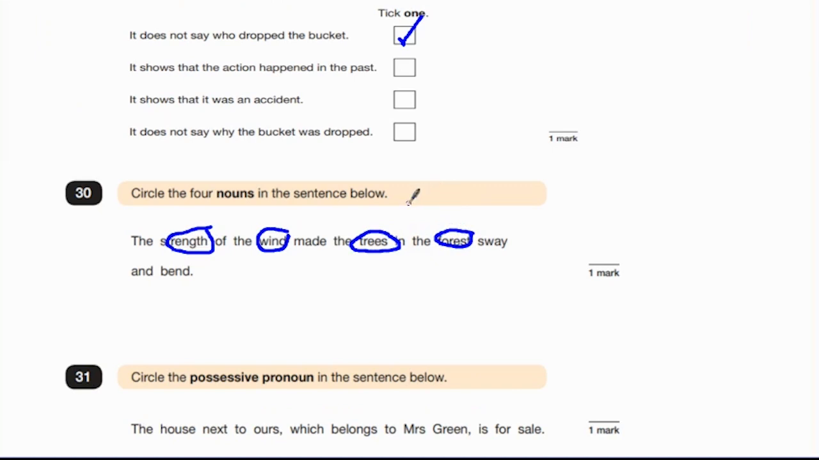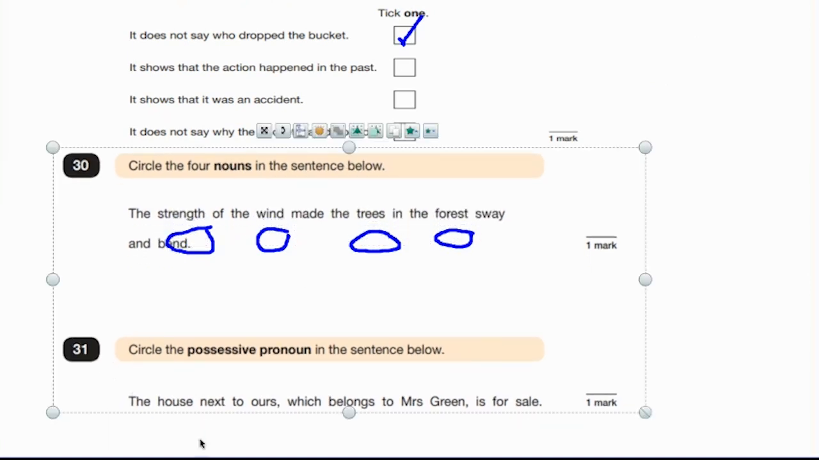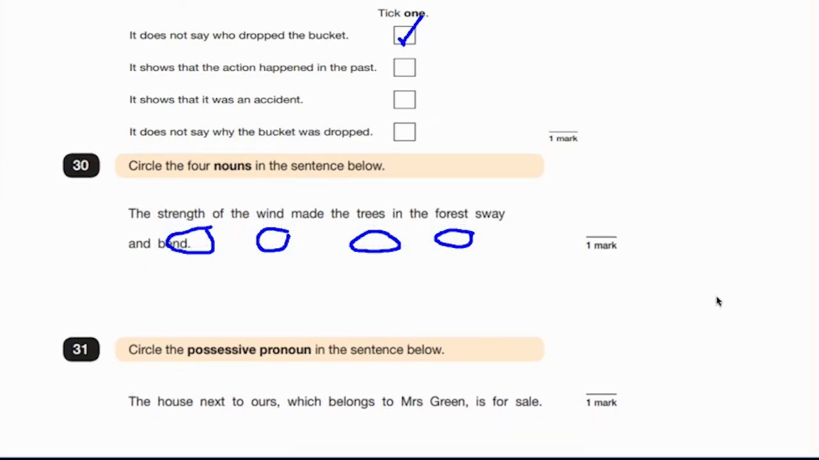Number 31, circle the possessive pronoun in the sentence below. So I'm going to have to make this a little bit bigger here. So the house next to ours, which belongs to Mrs. Green, is for sale. So I'm looking for a pronoun that shows that something belongs to someone. So here, I'm going to circle ours. The house is ours.